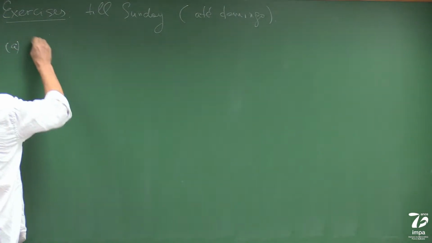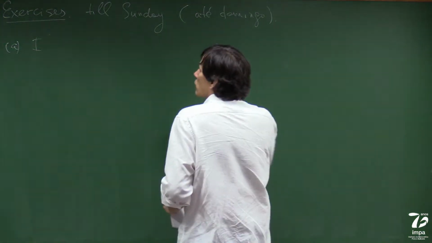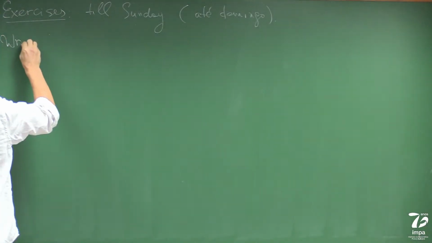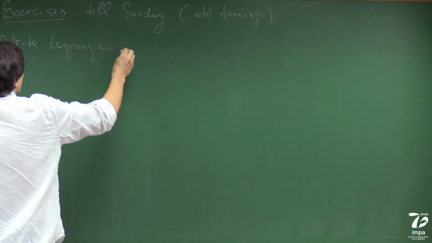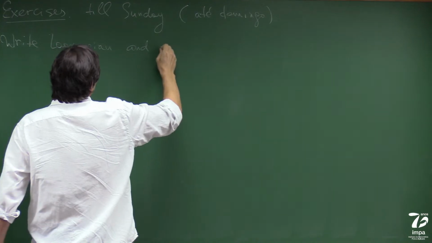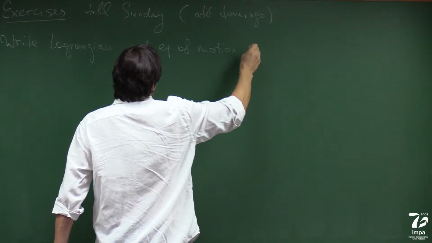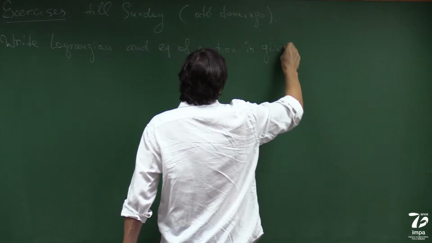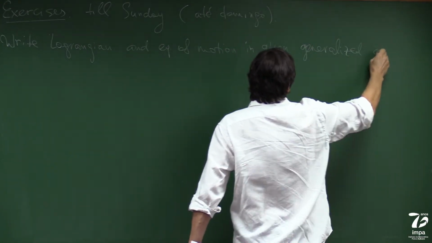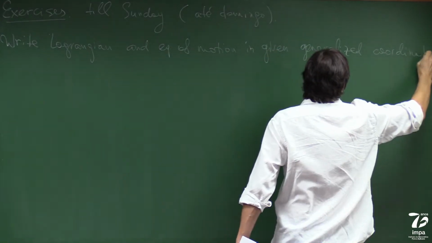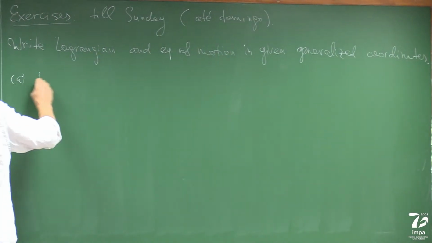So first, all of the exercises is to write the Lagrangian function and equations of motion, so all the Lagrange equations, in given generalized coordinates. So just make this procedure. So the first is inverted pendulum.